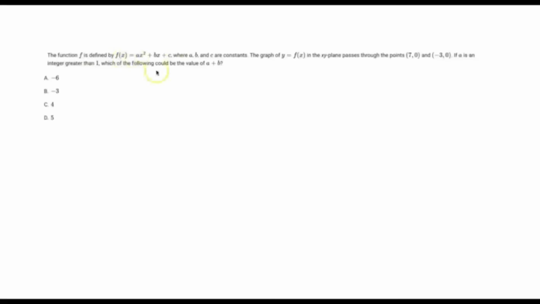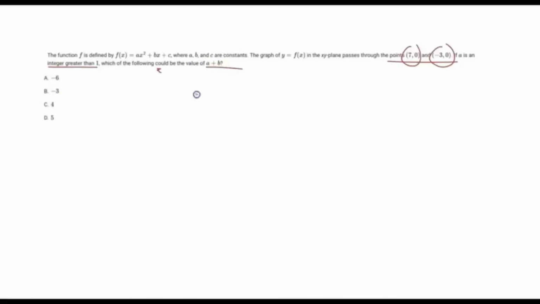Function f is defined by the standard form of a quadratic. A, b, c are constants. When its graph, it passes through these points. So these, 7,0 and -3,0, these are the x-intercepts. It says if a is an integer greater than 1, which of the following could be a value of a plus b? So could means that there are multiple possible values, but just based on our choices here, which one could be a value of a plus b?